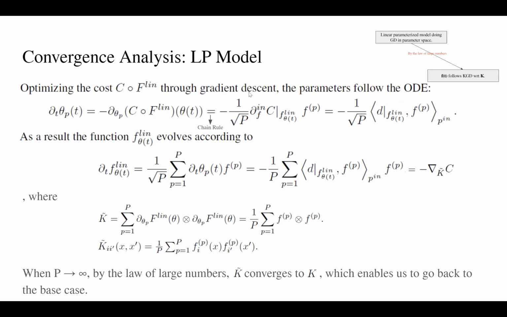Okay, so let's now think about doing gradient descent in parameter space. When we do gradient descent in the parameter space, the parameters follow the following ODE. The partial derivative of theta_p(t) with respect to t is just the partial derivative of the composed function of the functional cost and the parameterization function with respect to theta_p. By the chain rule, we can simplify the term to this term here. And by definition, we will rewrite the term as this one.